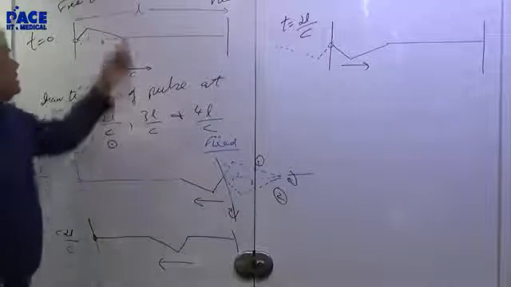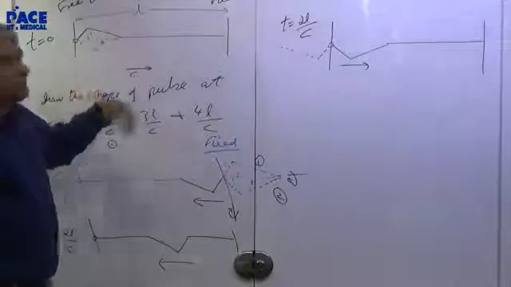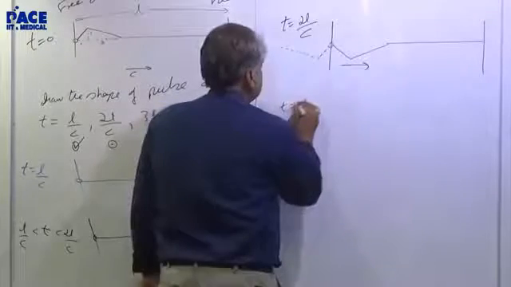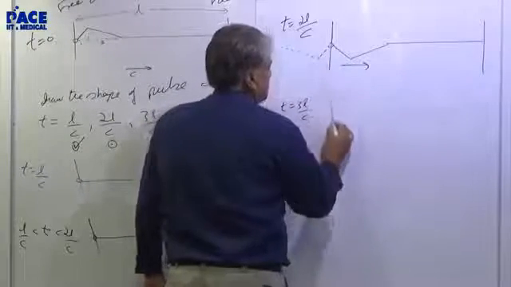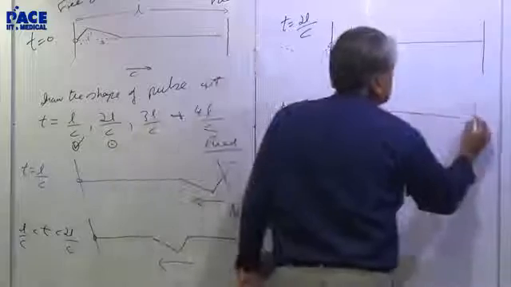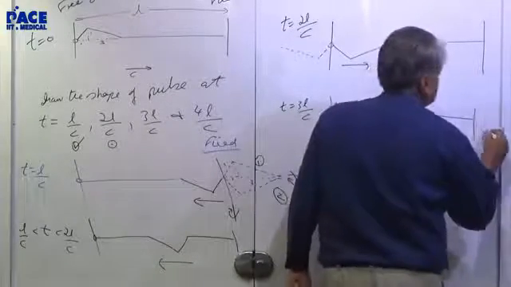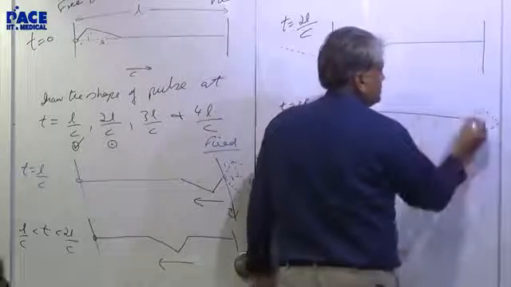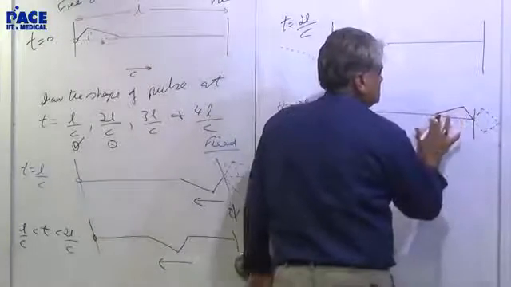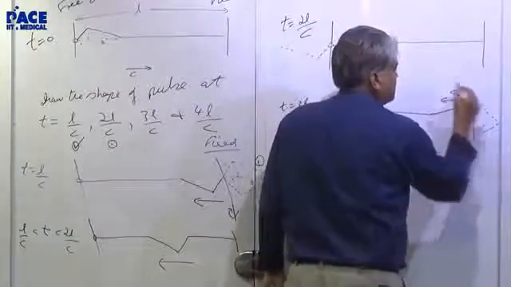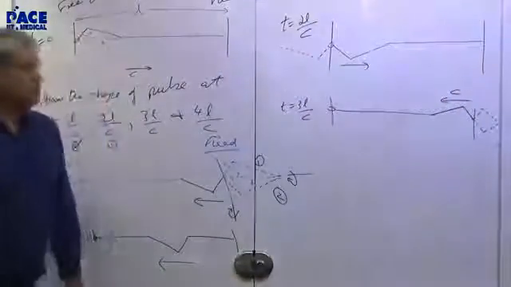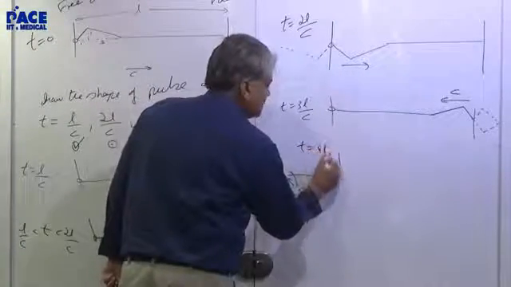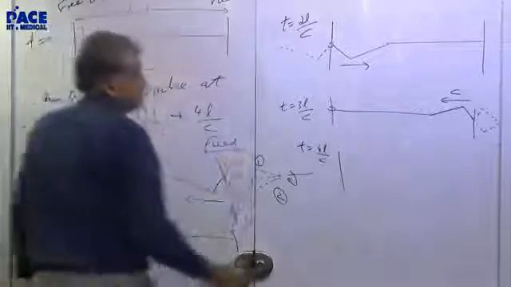But look, initially it was going one way at T equal to 0, but now it has flipped and is going the opposite way. And at 3L by C, what will happen? It will reach the other side again. It will go like this, then flip again, then come back this way. Can you see that? Is it okay? It is flipped. And then finally, at t equal to 4L by C, it will look like this again.